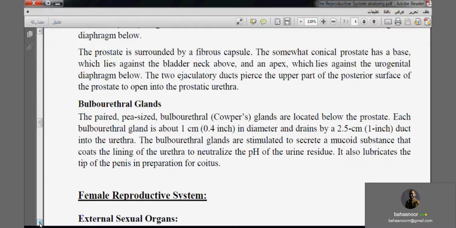The bulbourethral glands are stimulated to secrete a mucoid substance that coats the lining of the urethra. What is the benefit of this mucoid substance? To neutralize the pH of the urine residue. You know that the opening, the final transport pathway for the sperm, is shared. The final organ is shared between the urinary and reproductive systems.